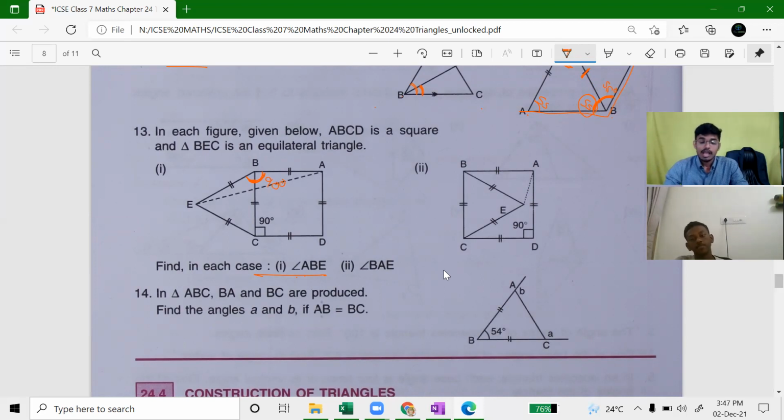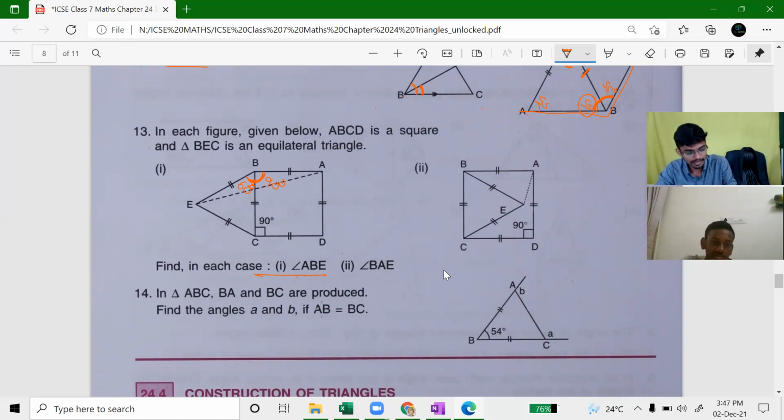Next, an equilateral triangle has which degree angle? 60 degree. If you hadn't given me the answer today, I was going to call your mom and tell her not to give you food. So an equilateral triangle has 60 degree.